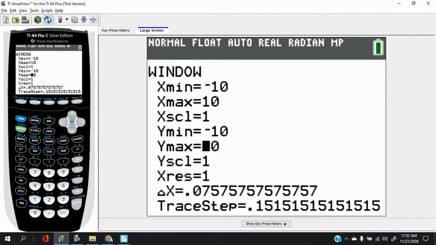Y scl, the scale of y. All right. Don't worry about the resolution and delta x, that sort of stuff. Trace step. Okay. We'll worry about that in a little bit. Now, how do you change these values? So let's say you want to change the y min to -100.